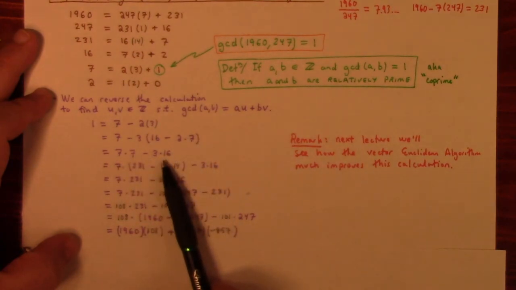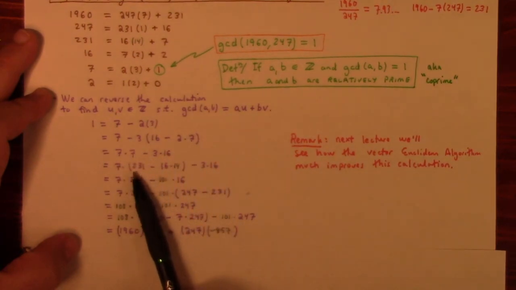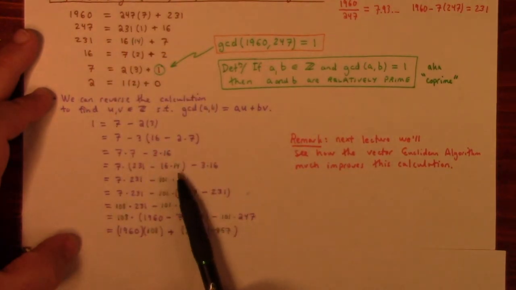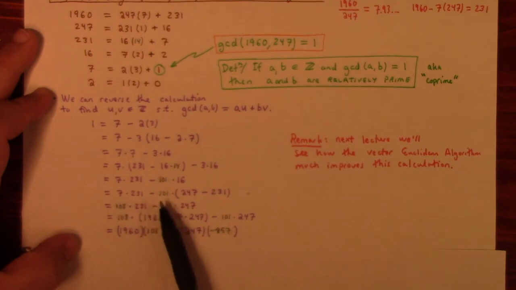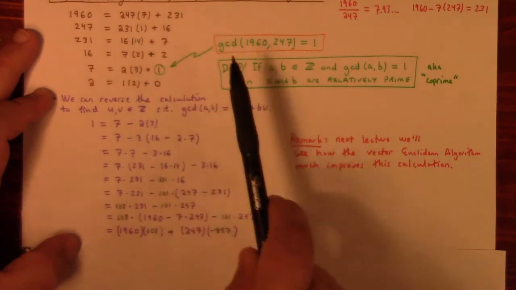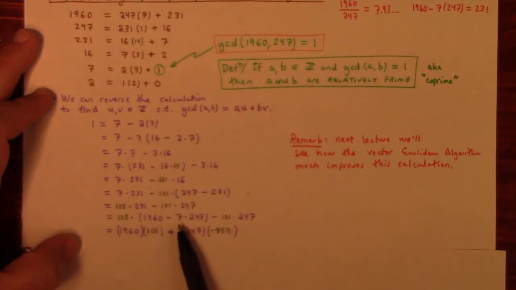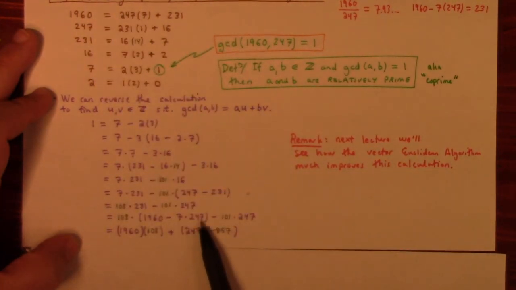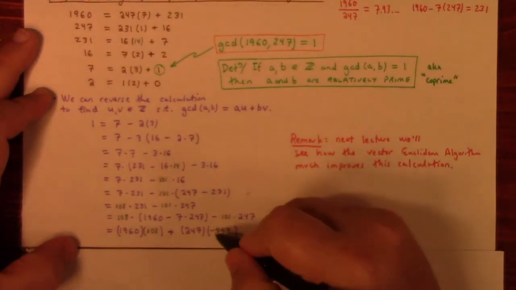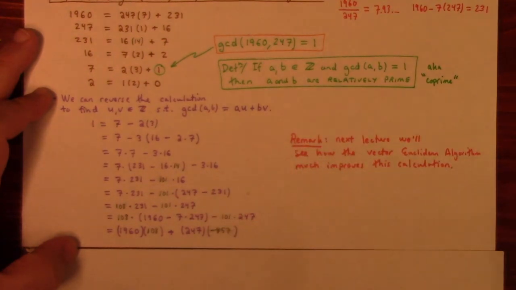And then I rearranged it. And then I plug in for the 7, I plug in 231 minus 16 times 14, right? Then I clean it up. And then next I trade my 16 for a 247 minus 231, which is up here. Clean it up. And then I trade my 231 for a 1960 minus 7 times 247, right? Clean it up, and I get 1960 times 108 plus 247 times minus 857 is equal to 1. And so this illustrates what's called Bézout's theorem.